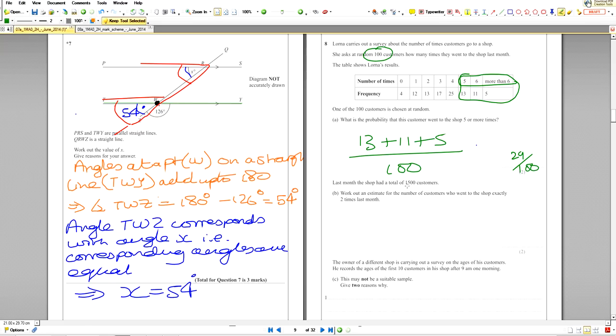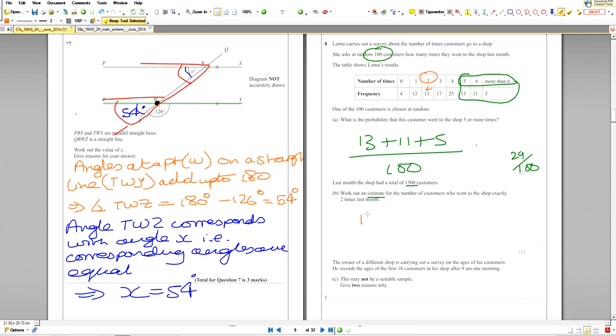Last month, the shop had a total of 1,500 customers. Work out an estimate. Estimate is not short for guesstimate. For the number of customers who went to the shop exactly 2 times last month. So how many customers went exactly 2 times? 13. Oops, I think I've written on top of it. Okay, let's start again. So 2 was 13. So we have here 13 times.